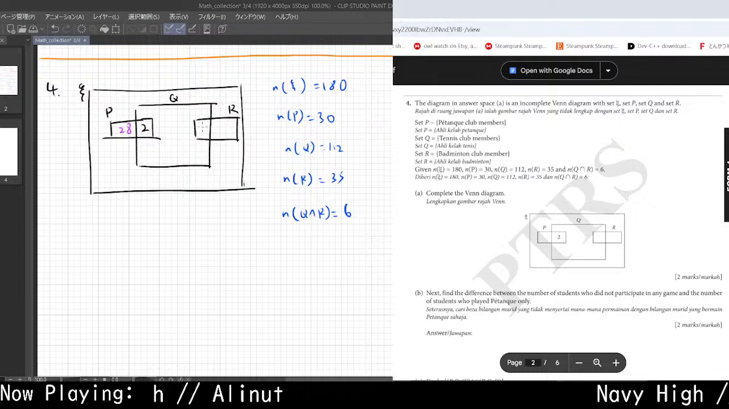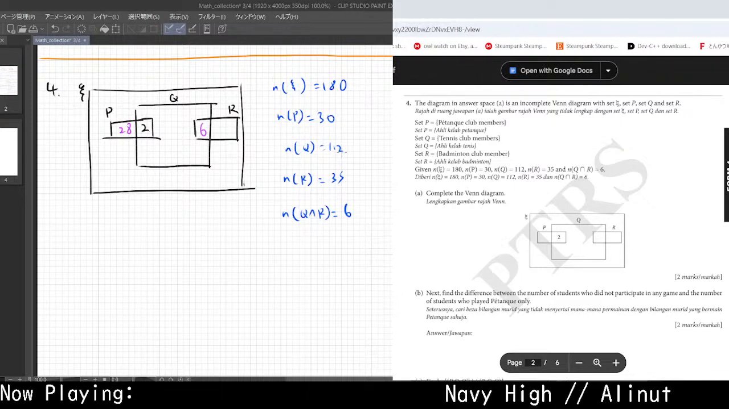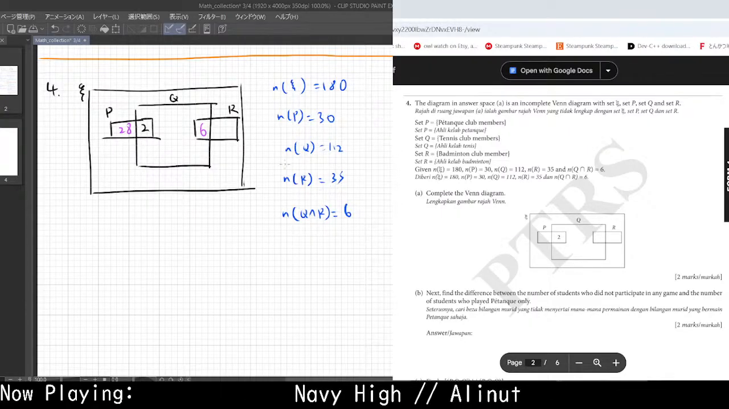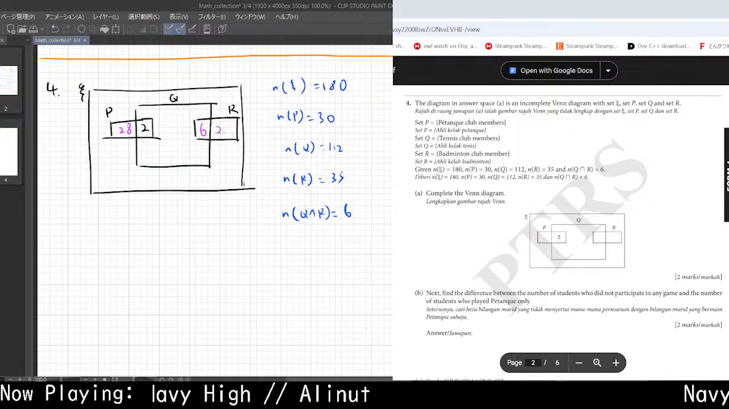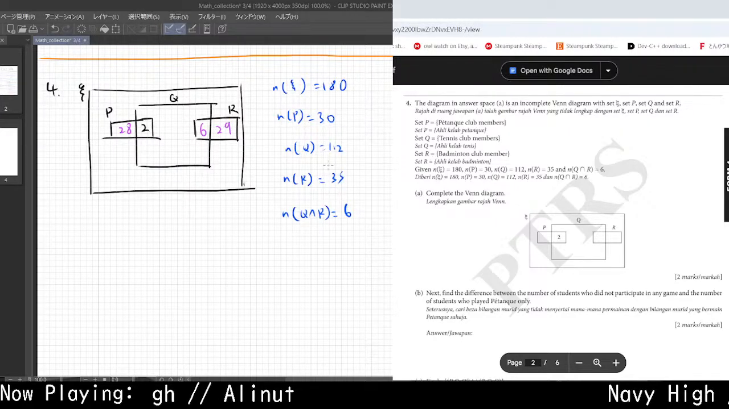Therefore, just put the 6 inside here. Then after you put the 6 inside here, we directly have enough information to complete our R. So the other half will be 35 minus 6, so you will get 29. Then after this, we also have enough information to complete Q.